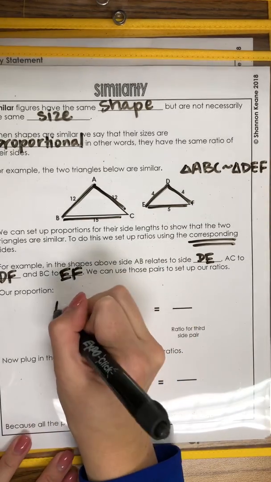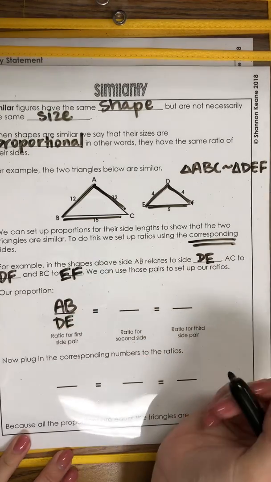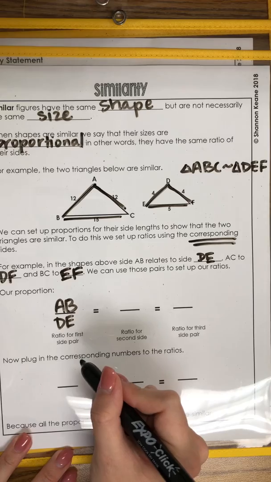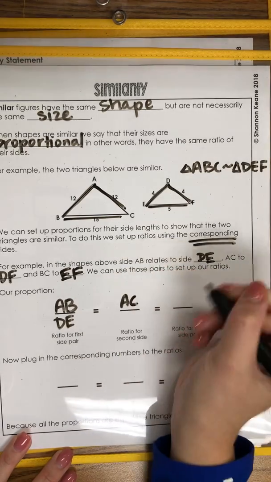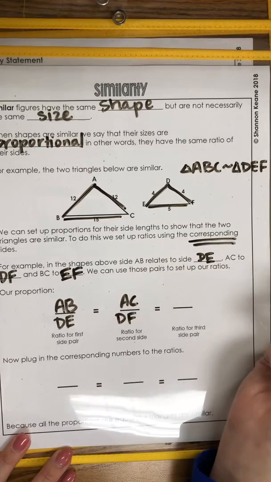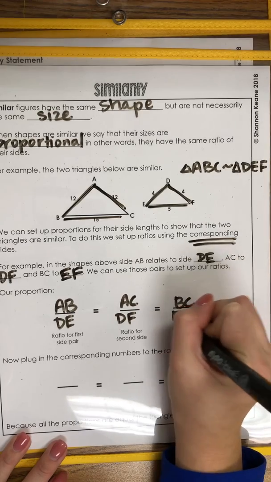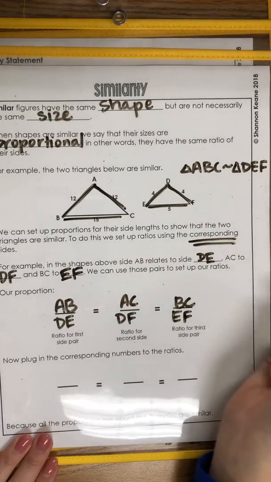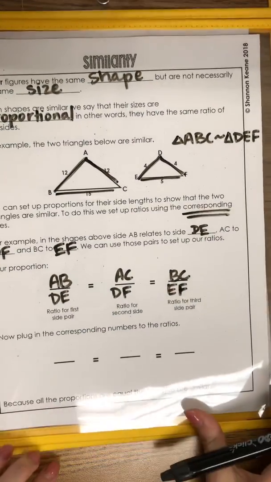So we have AB to DE. That ratio of sides is going to be equal to the ratio of side AC to DF, which will be proportional to the sides BC to EF. Now that's a lot of letters. Let's plug in those side lengths to make sense of those numbers.